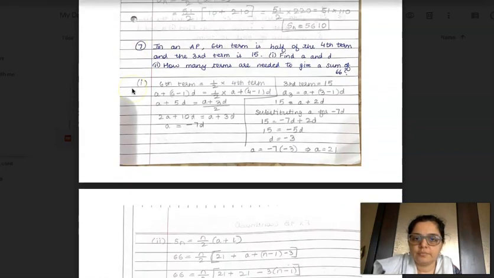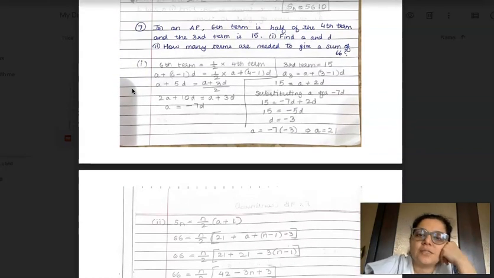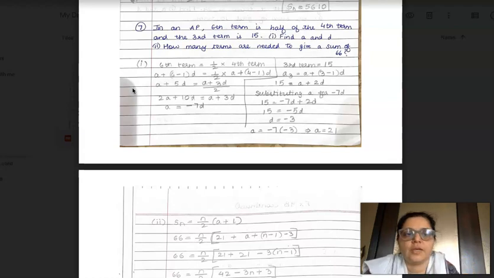Seventh sum, sixth is half of fourth. Yeah, the sixth term is half of the fourth term here. For the sixth term, I'm going to use 6 minus 1 D, and for the fourth term, I'm going to use 4 minus 1 D or 3D. People do it directly, 5D and 3D, that's also fine. Solve it in an algebra format, and this is what I get. Okay, leave this aside in your mind. This is going to be substituted later.